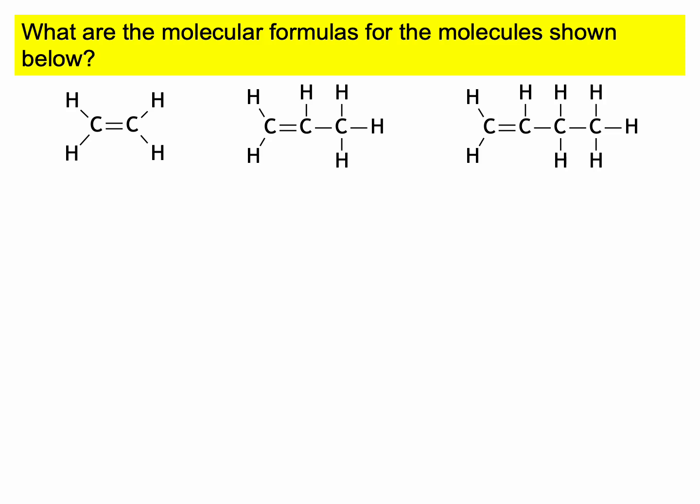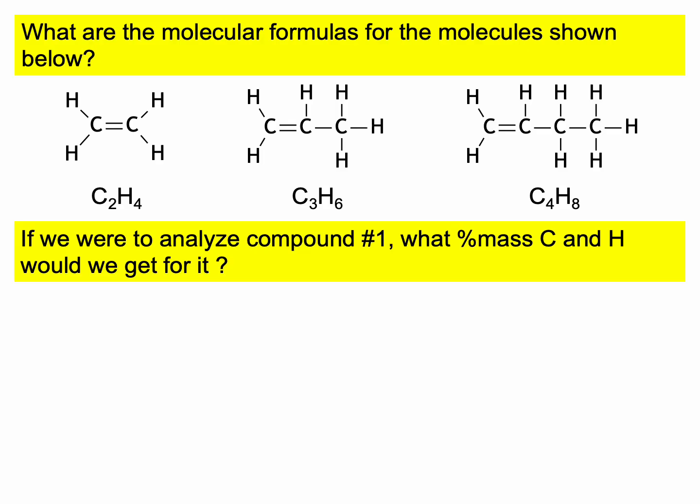So looking at some more examples, what are the molecular formulas for these 3 molecules? So we go through and just count up the carbons and the hydrogens. So the first one would be C2H4, next one would be C3H6, and then the last one would be C4H8. Now you can't just look at a compound and say, oh, this has got 4 carbon atoms and 8 hydrogen atoms for each molecule. You have to actually put it into an elemental analyzer.